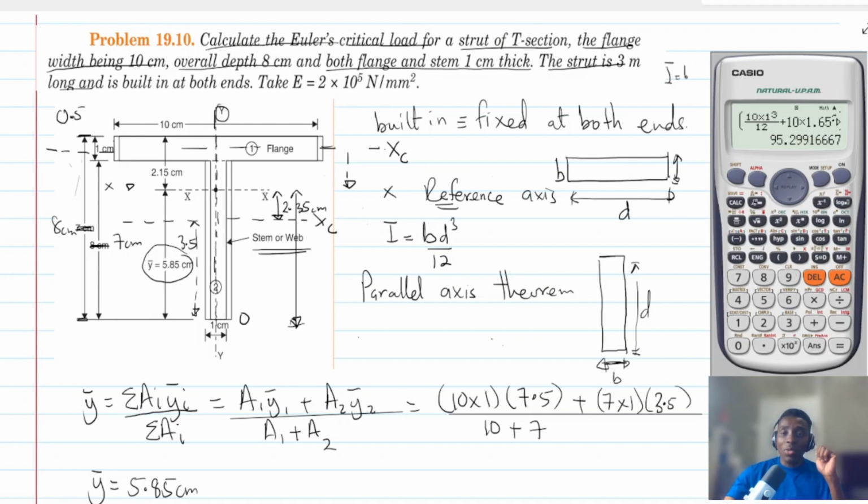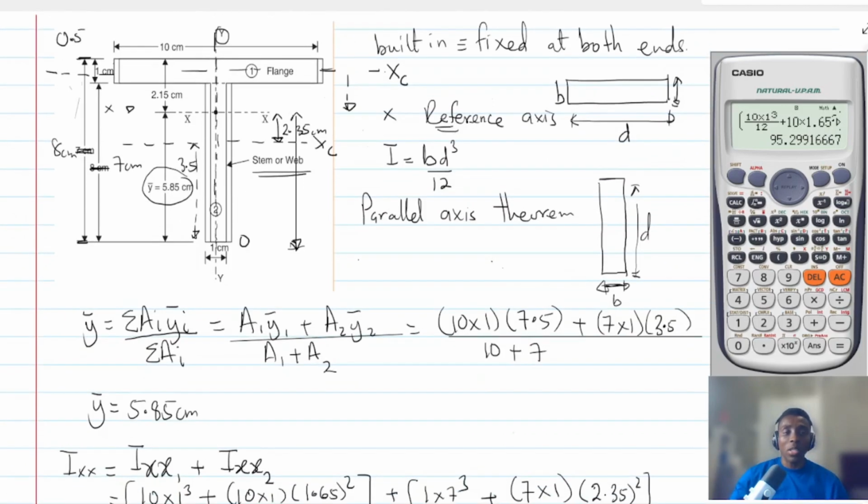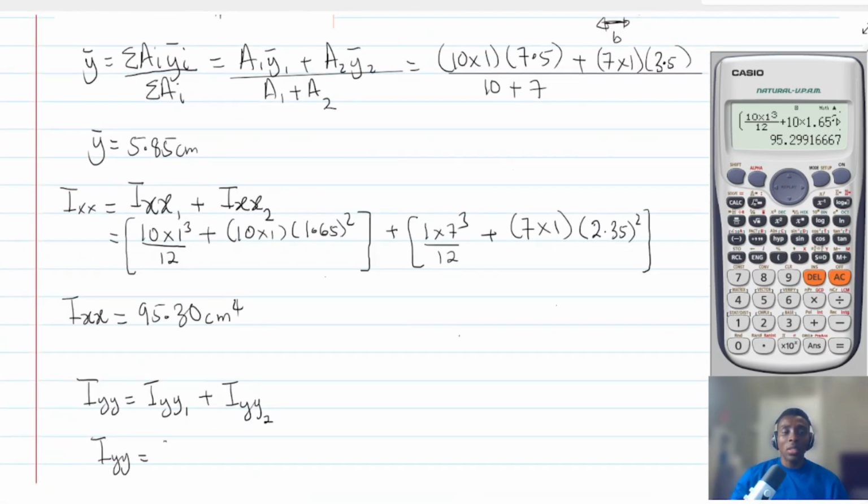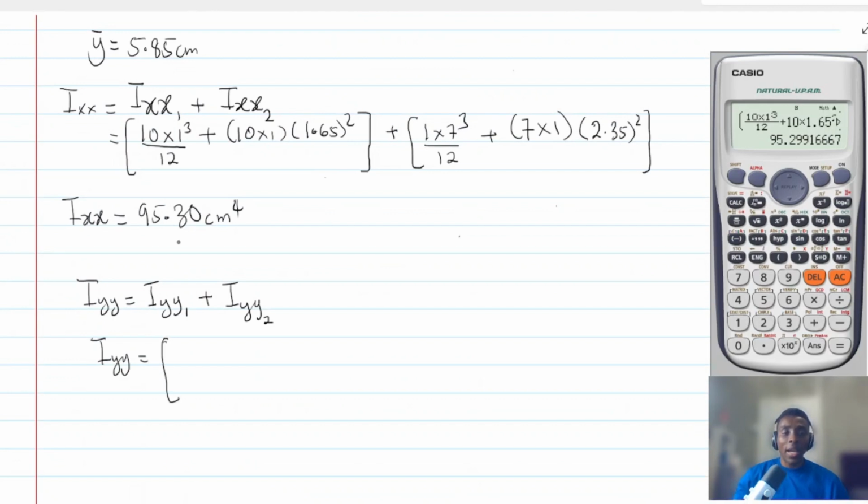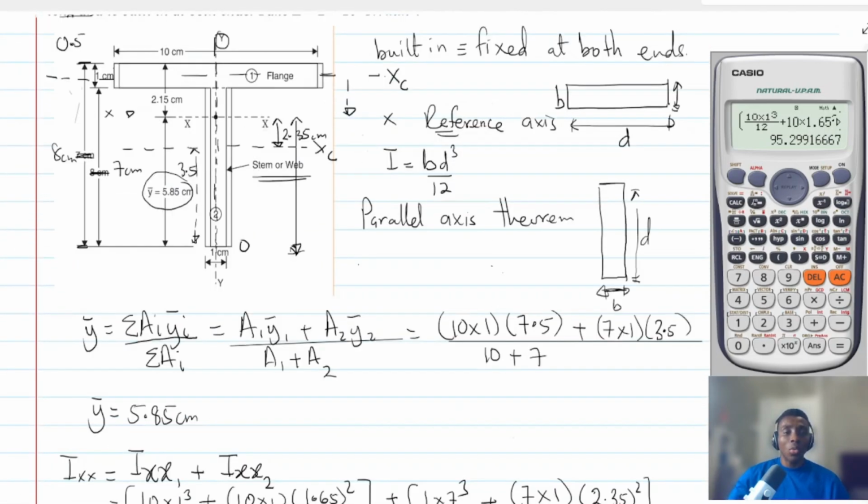If it is ISS, it will be b d cube over 12. But if it is IYY, it will swap. I don't want to say b cube d, but it will swap. Think about it that way. So for this example, the first one, instead of 10 times 1 cube, it will rather be 10 cube times 1 divided by 12. That's all.